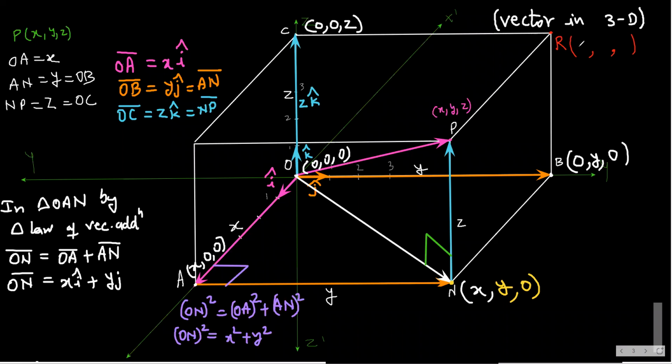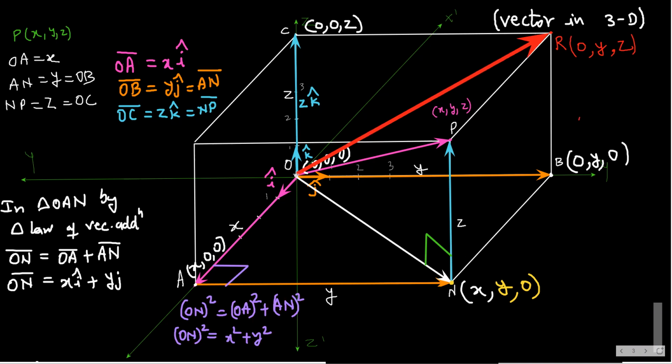Point R has x displacement 0. It has y displacement y and z displacement z. I hope it's clear, because point R is in which plane? It is in the YZ plane. Point R is in the YZ plane.